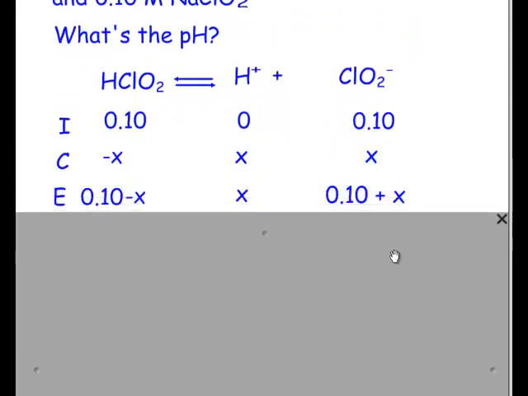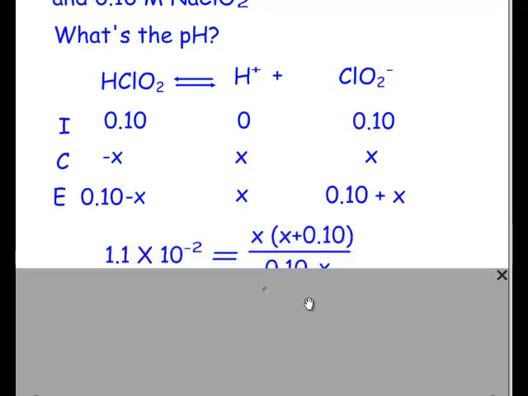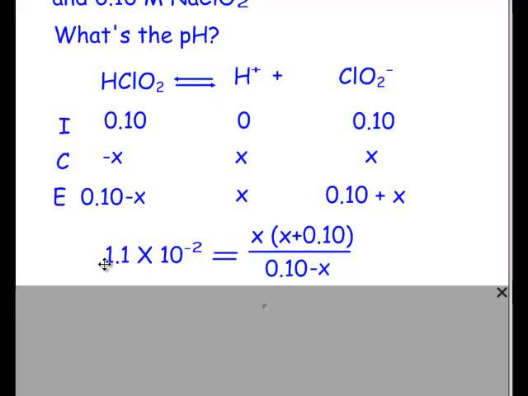Here's my whole ice box. Again, minus x, x, x, 0.10 minus x, x, but now this one is 0.10 plus x. Look at the difference. Think about what the old icebox was. Here's the new one. So now, look at my equation. 1.1 times 10 negative 2 equals x times 0.10 plus x over 0.10 minus x. Not x squared on top anymore.